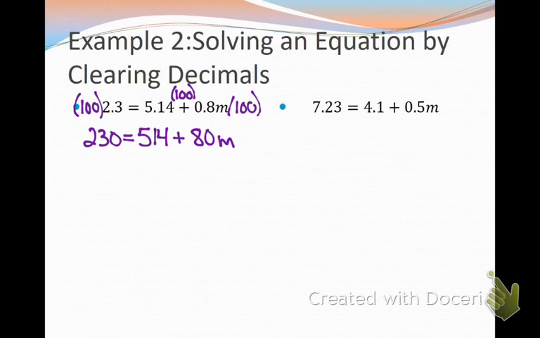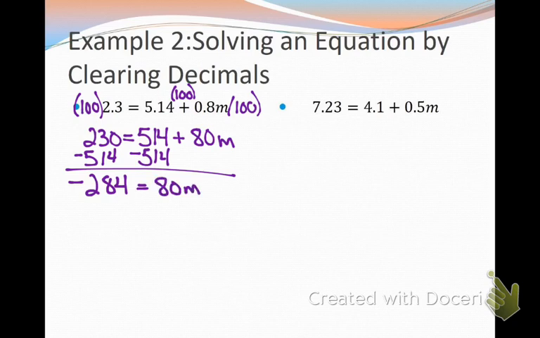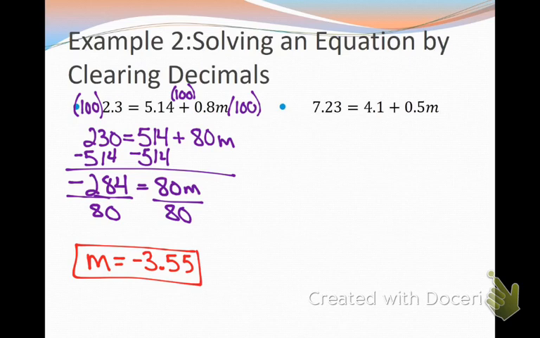Well, how would I do that? What's my first step? Subtract what? 514 from both sides. Negative 284 equals 80m. And now what would I do? Divide both sides by 80. And my answer, it does make sense to leave it in a decimal since my original equation was written in decimal form. Whatever my original equation is in, that's what I leave my answer in. If it's a fraction, I leave it a fraction. If it's a decimal, I leave it a decimal.